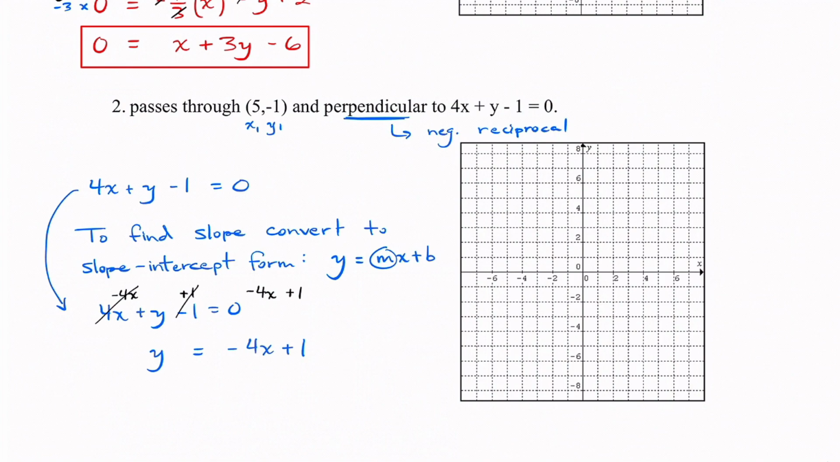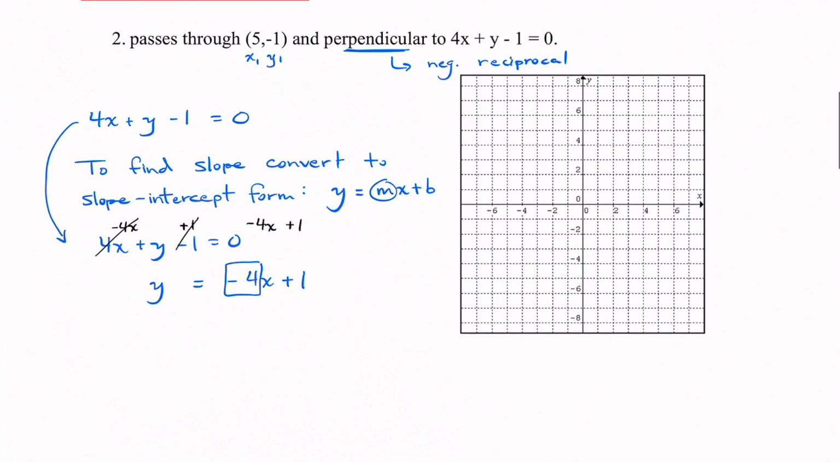So the term in front of the x, that is our slope. So I can see that right there. That is our slope, but we want the slope that is perpendicular to this. So we have to take the negative reciprocal.